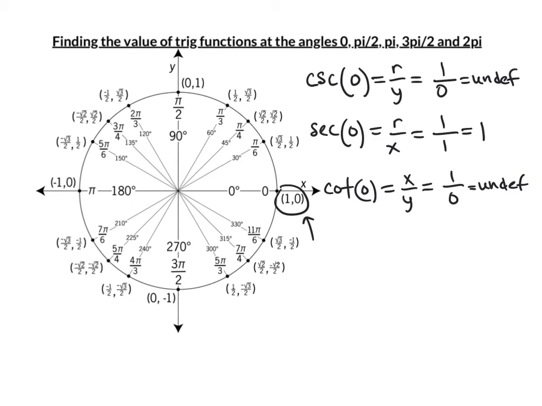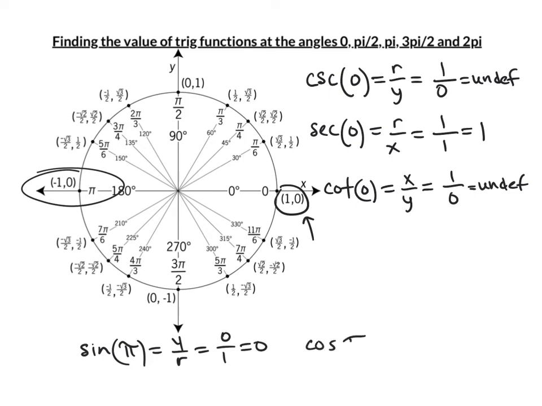How about down here? Let's go sine, cosine again. Let's do the sine of pi. The sine of pi is y over r. And if I look at the ordered pair at pi, y is 0 and r is 1, so it's 0. The cosine of pi, cosine is x over r, and x is -1 at that point. R is 1, and so we get -1.